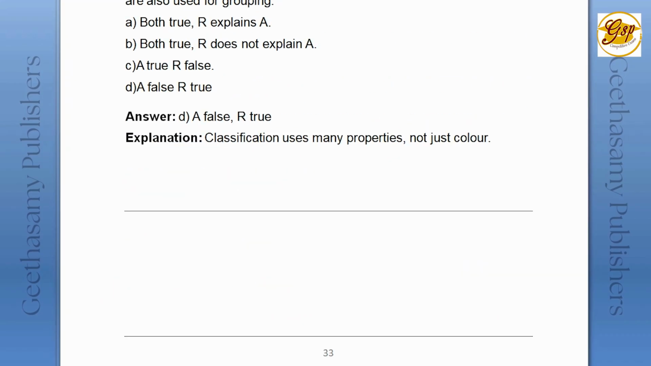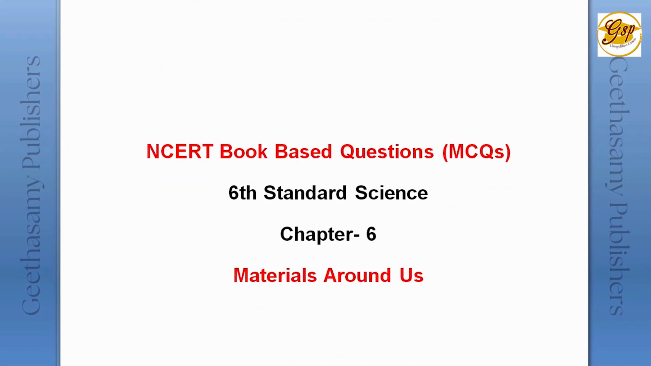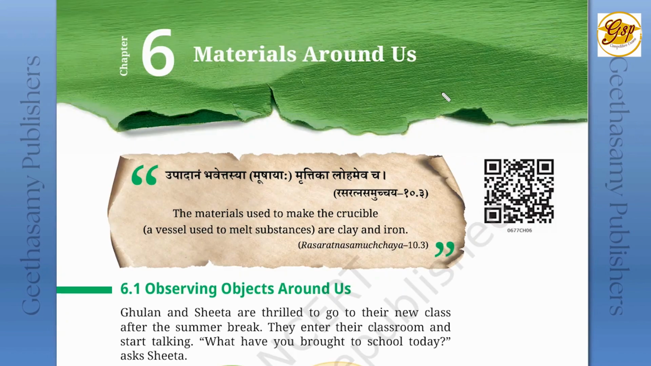Right? So what we have seen is 6th standard NCERT book-based MCQs, science, chapter 6, Materials Around Us. That chapter looks like this, and you can see this. Fine. With this, we'll take off. It's about 80 questions for the 6th chapter. Thank you very much for listening, and we'll come up with more chapters and more subjects, one by one. Thank you very much for listening.